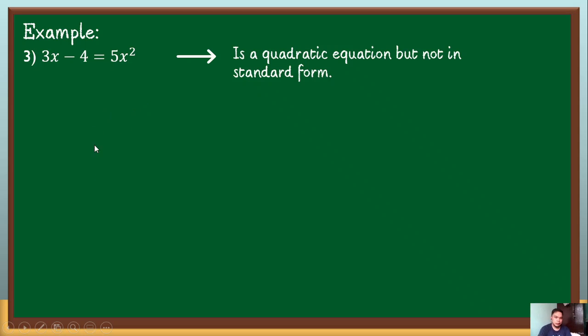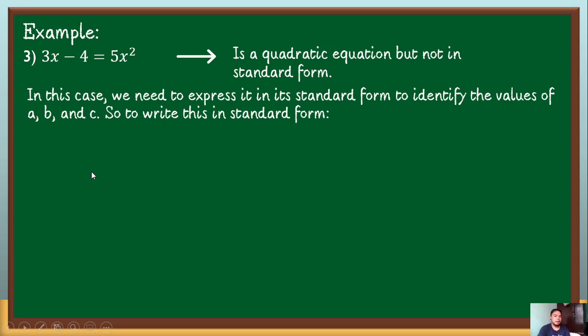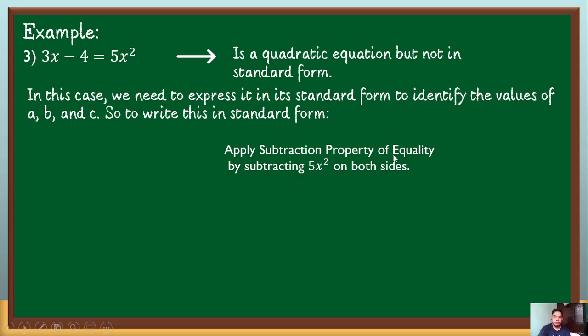So, paano natin isusulat to in standard form? In this case, we need to express it in its standard form to identify the values of A, B, and C. So to write this in standard form, we have to apply subtraction property of equality by subtracting 5x squared on both sides. Okay? So we have here the given equation 3x minus 4 equals 5x squared. We're going to subtract 5x squared on both sides.